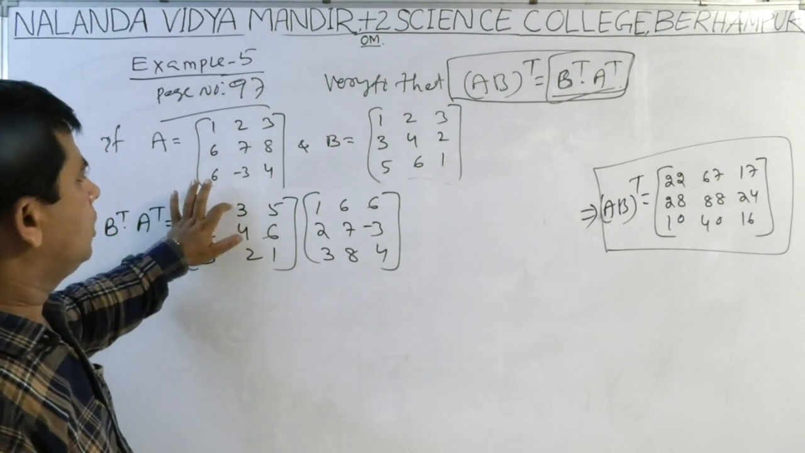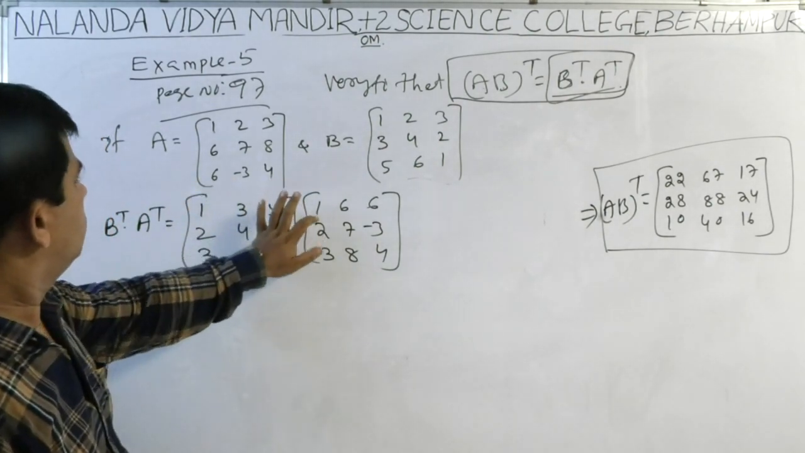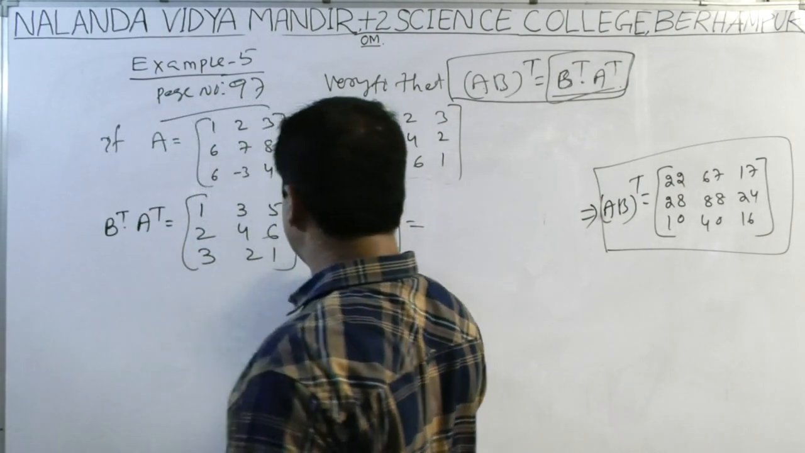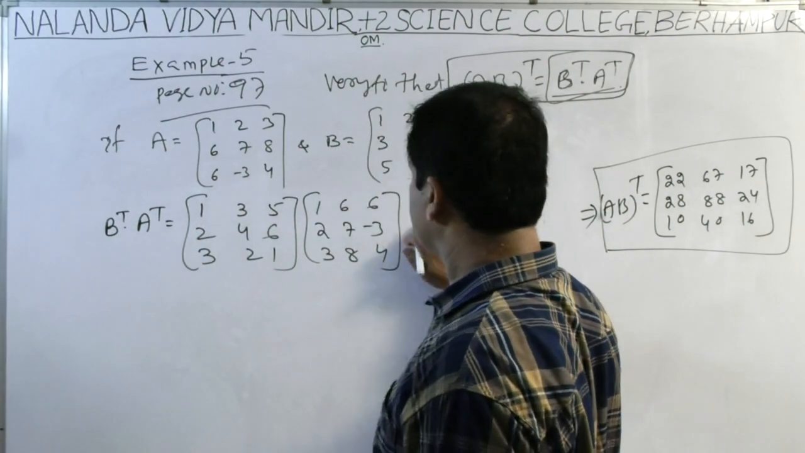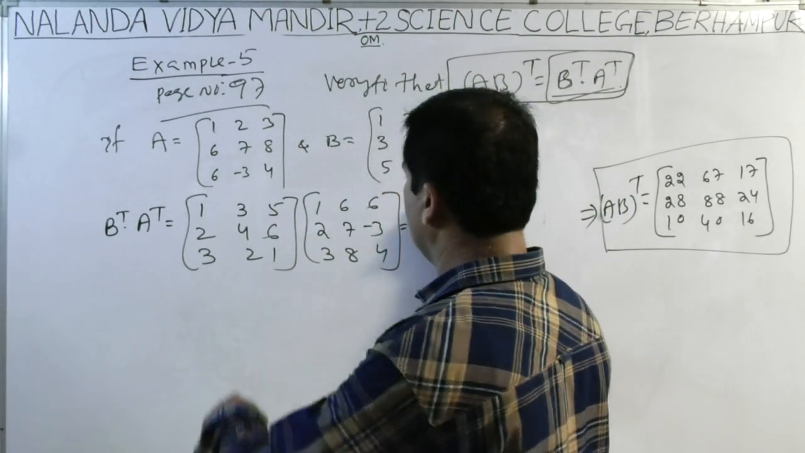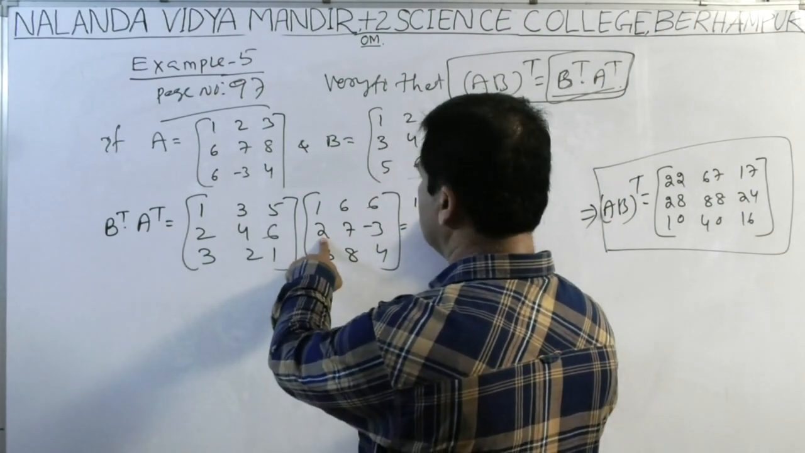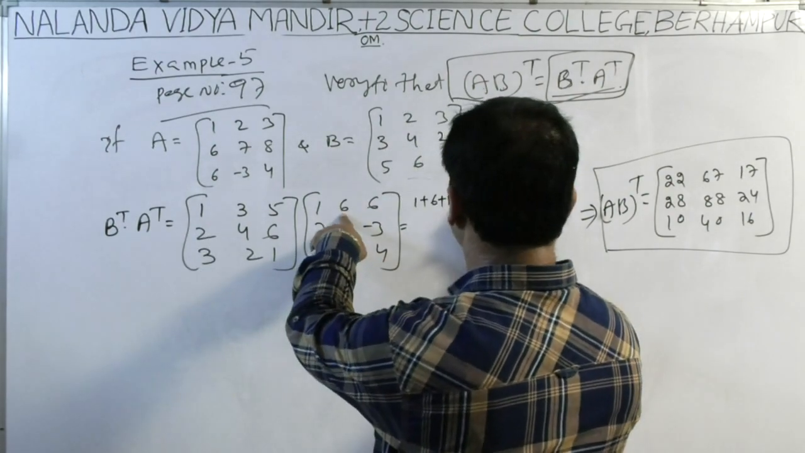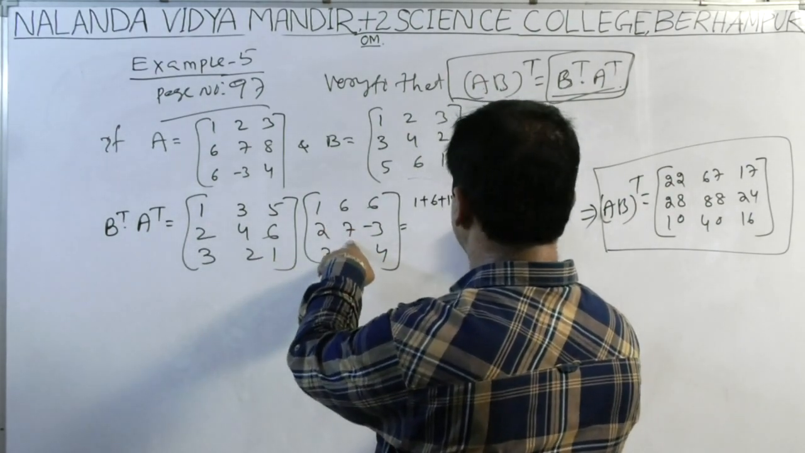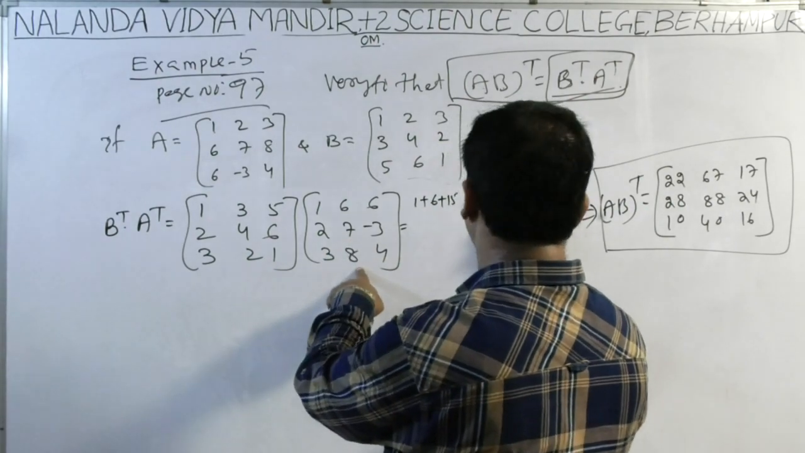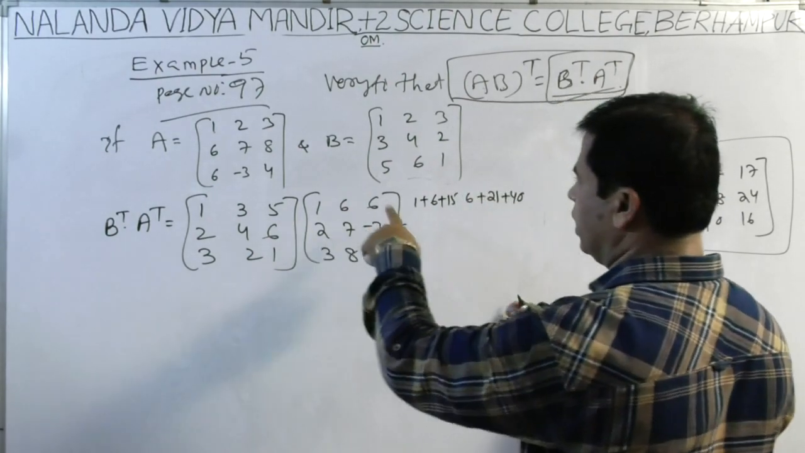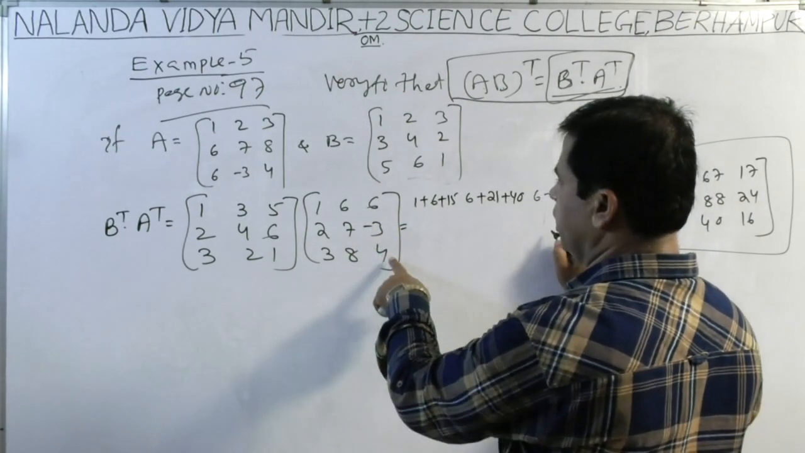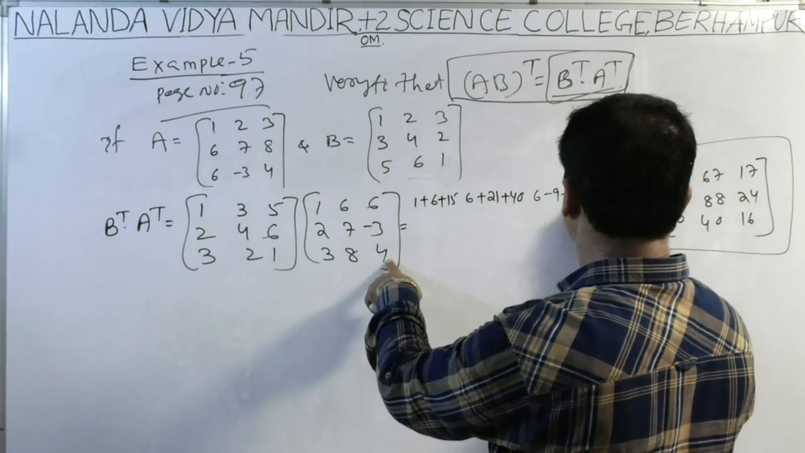1, 2, 3, 3, 4, 2, 5, 6, 1. 1, 2, 3, 6, 7, 8, 6, minus 3, 4. Okay. Now we multiply these two. 1 into 1, 1. Plus 3 into 2, 6. Plus 5 into 3, 15. Okay. First row, second column. 6 into 1, 6. Plus 3 into 7, 21. Plus 8 into 5, 40. First row, third column. 6 into 1, 6. 3 into minus 3, minus 9. 4 into 5, plus 20.